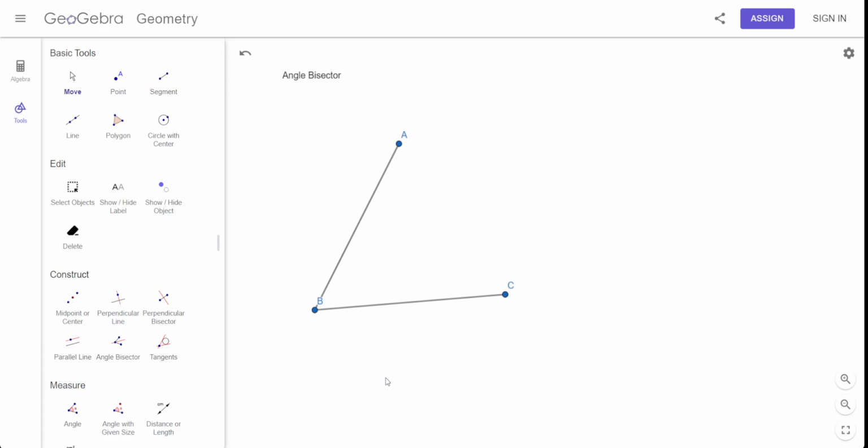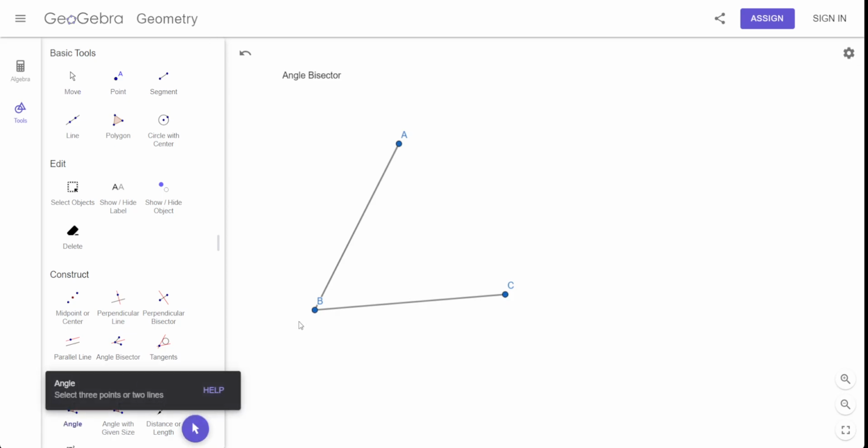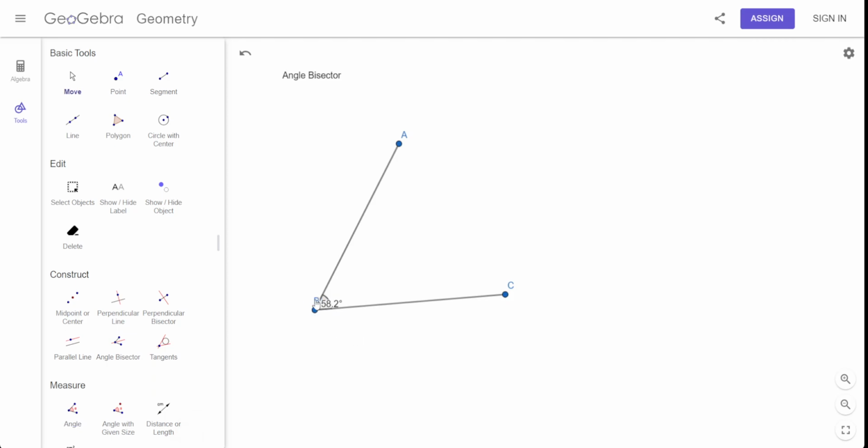Would you agree? All right, and let's find what the measure of that angle is. And we can change the angle. There it is right there. What is it? 58.2 degrees. But let's make it something easy. There we go, 60 degrees. Everybody with me on that?